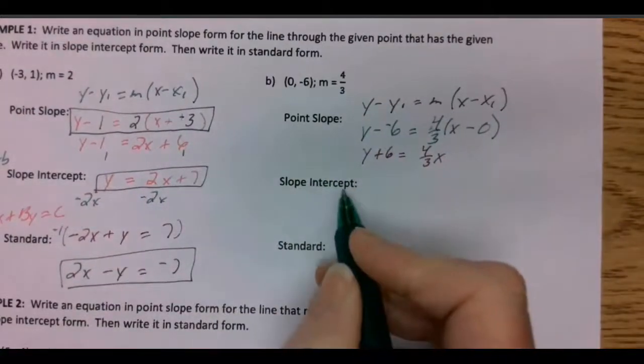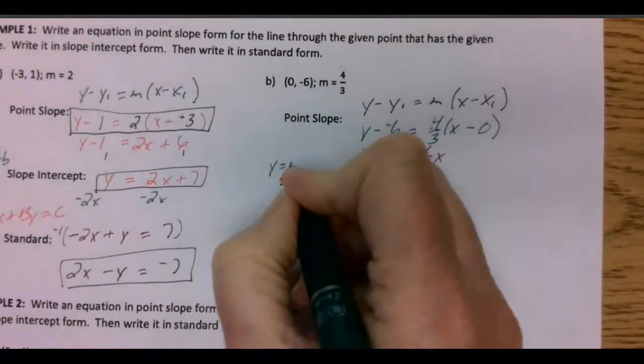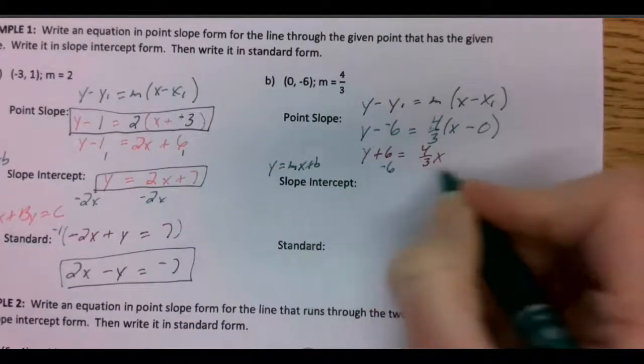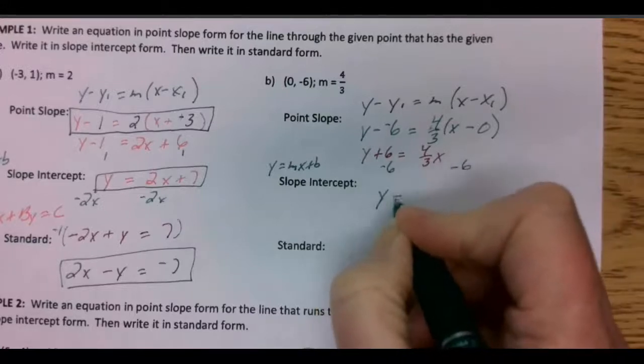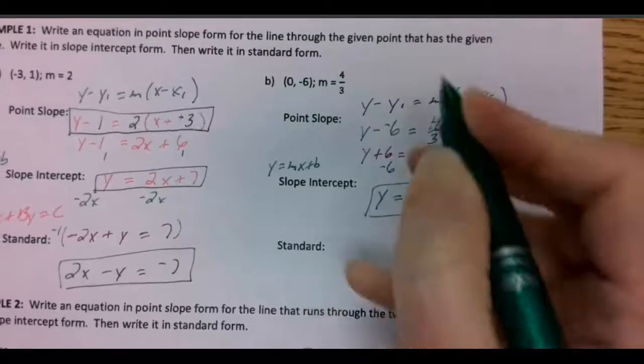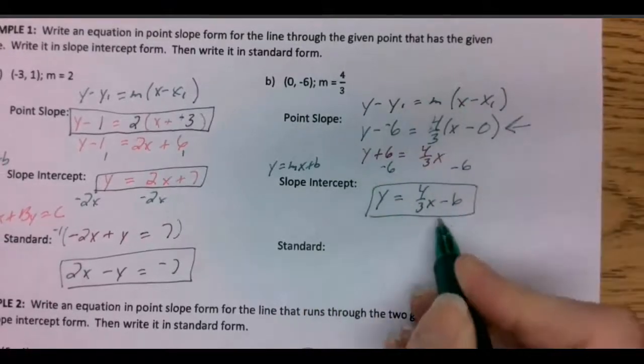Now to get it into slope-intercept form, y equals mx plus b. In other words, get y by itself. All I have to do is move the 6. So I get y is equal to 4/3 x minus 6. So here is point slope, here is slope-intercept.